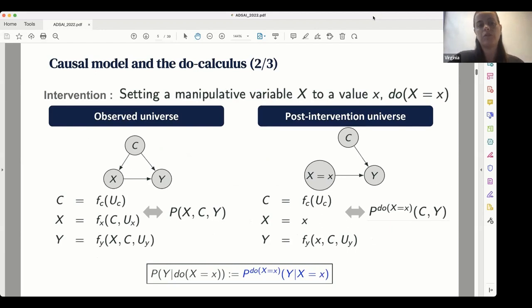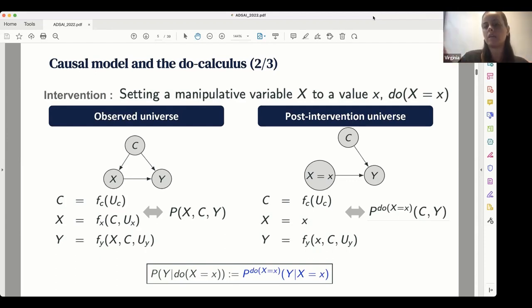So on the one hand, we have an observed universe from which we can observe observational data, and we can use this observational data to estimate our joint distribution, which is the observational distribution P of X, C, and Y. When we intervene, we break the causal relationship of the intervened variable and its parents. So for example, in this case, capital X, and we substitute the equation for that intervened variable with a constant that is small x. And when we observe this system, we get what we call the interventional data that can be used to estimate the interventional distribution, which is written in terms of this do operator. And now these two distributions are different.